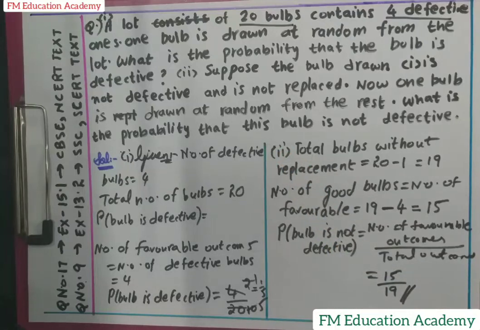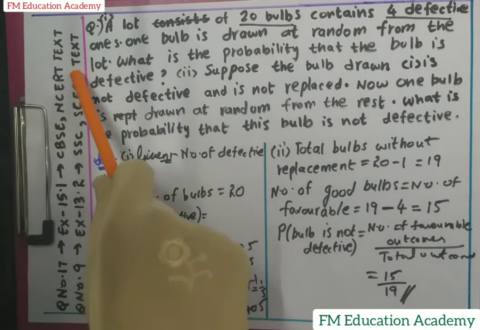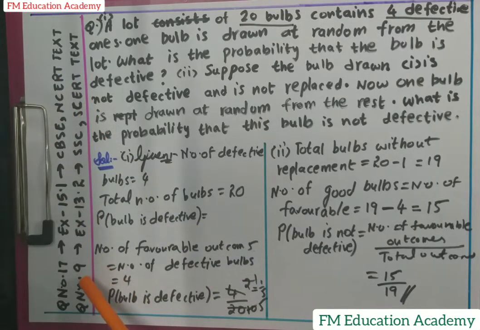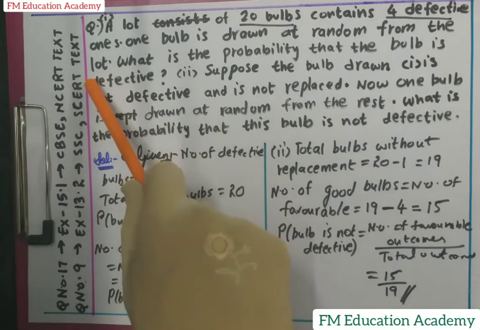In today's video lecture, we are going to see a question from probability. It is also in CBSE as well as SSC. In CBSE, it is question number 17, exercise 15.1 in the NCERT textbook, and in SSC, TS, it is question number 9, exercise 13.2 in the SCERT textbook.